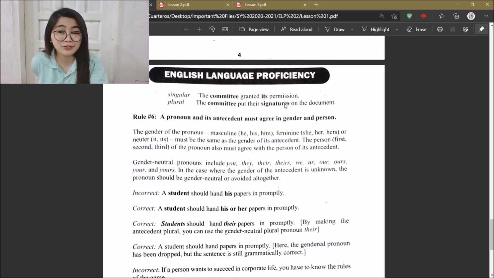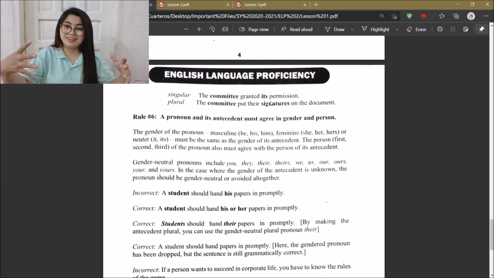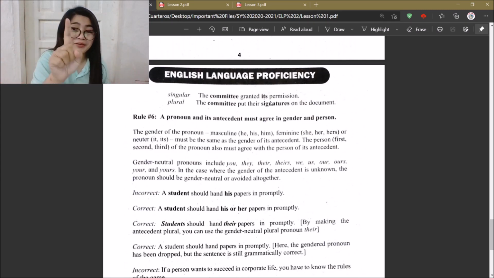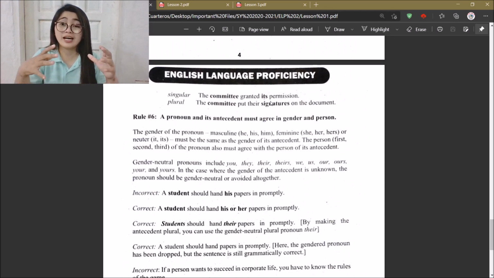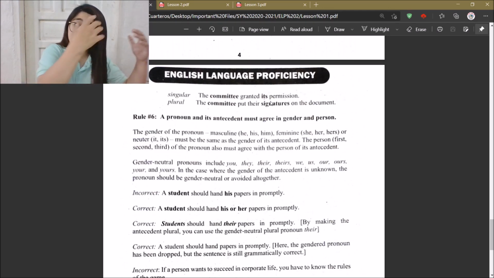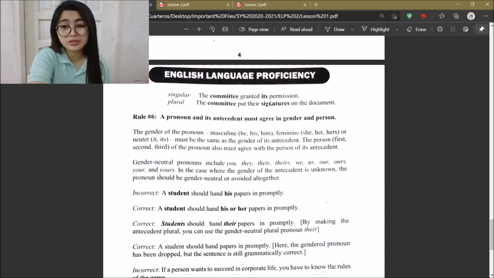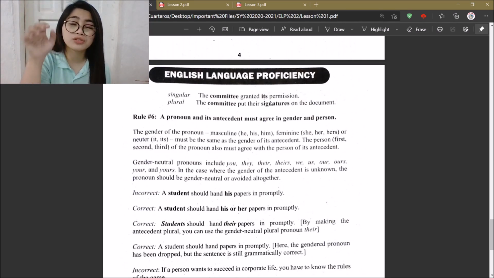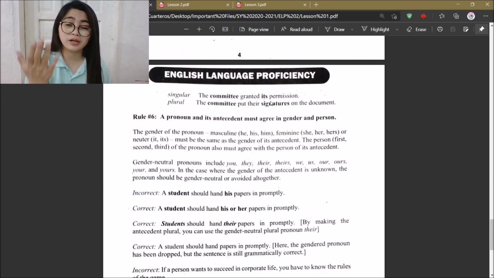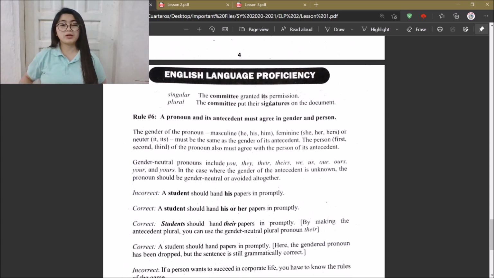Pero, tingnan natin yung next na nandito sa sentence, permission. Permission is as a whole. Diba? So, I will give another example later para mas maintindihan. As a whole na yon. So, committee and permission as a whole. So, it should use a singular pronoun. Its.